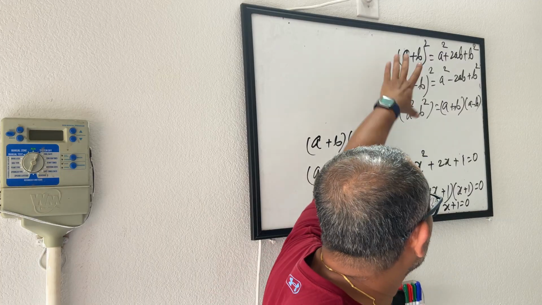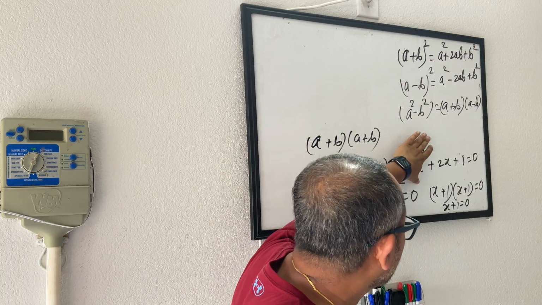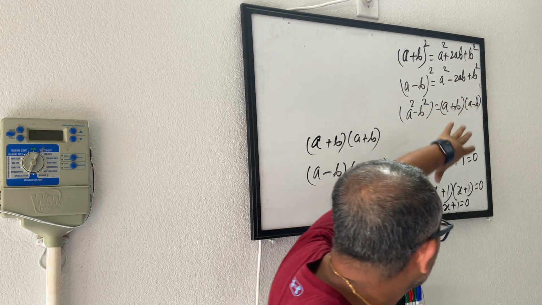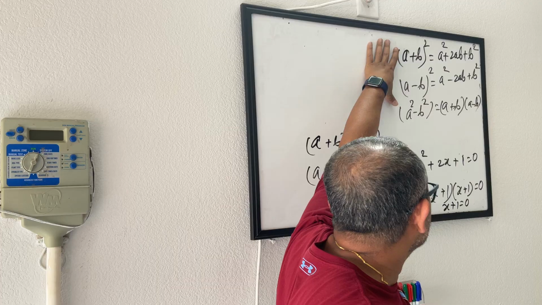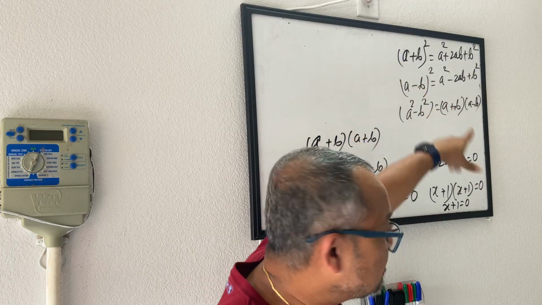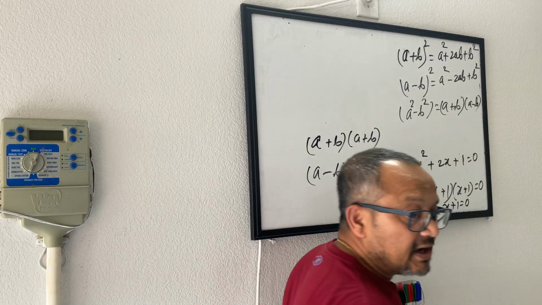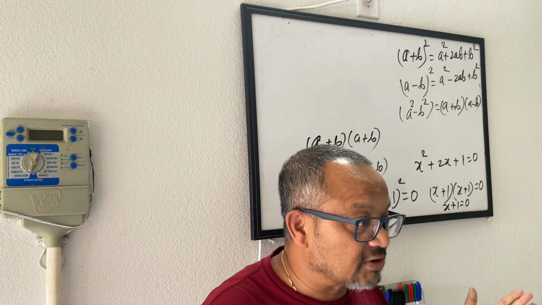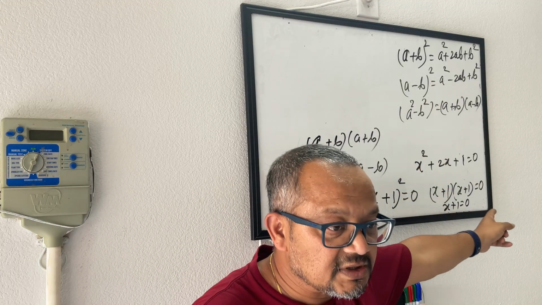So this becomes more like a silver bullet. If I have a quadratic equation to solve, and I can convert it into one of these forms, a plus b whole square, or a minus b whole square, or a square minus b square, meaning I am able to factorize the whole quadratic equation.